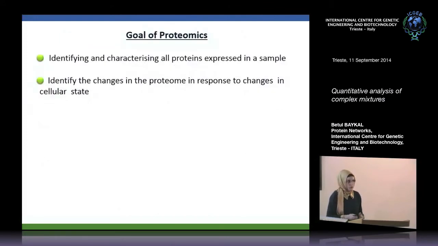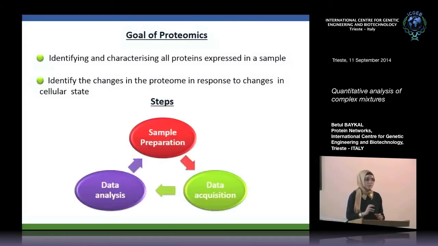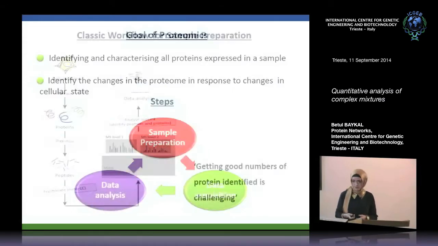But the main goal of proteomics is to identify all the proteins in the cell and identify the changes in the proteome. And it has mainly 3 steps, which are sample preparation and data acquisition, where you use mass spectrometry, and then data analysis, where you use bioinformatic programs to understand what your data mean. These steps are all connected to each other, and they all affect each other. And according to the study, according to the final aim, you can modify these steps.